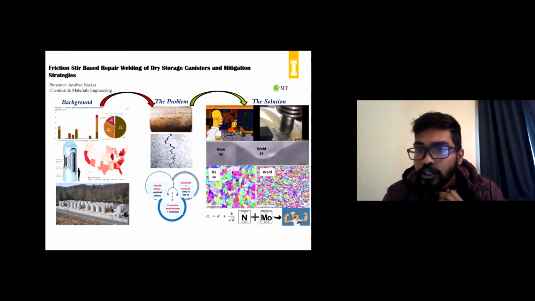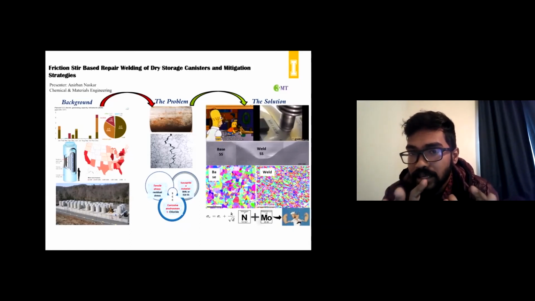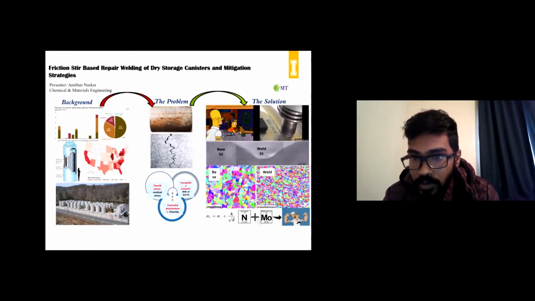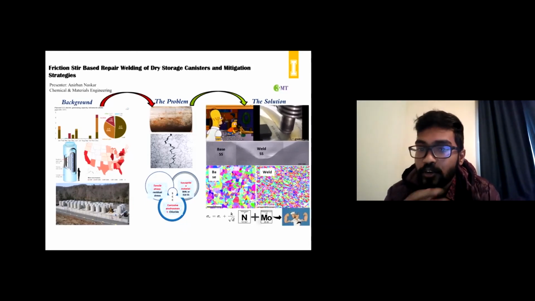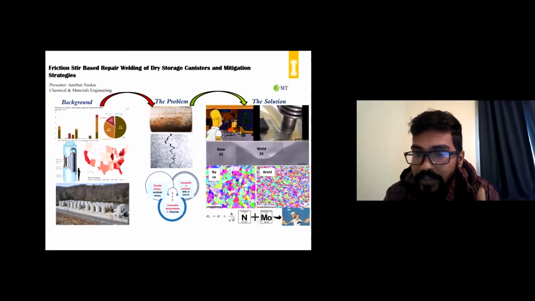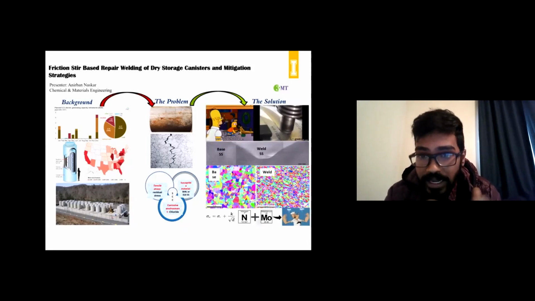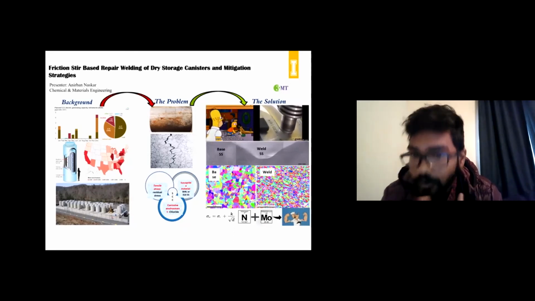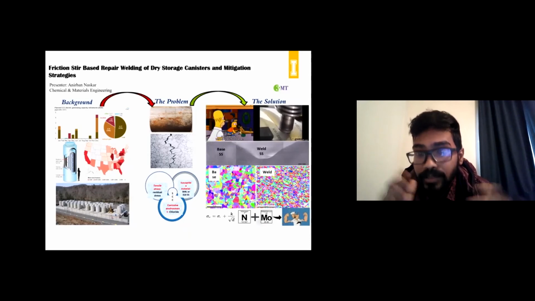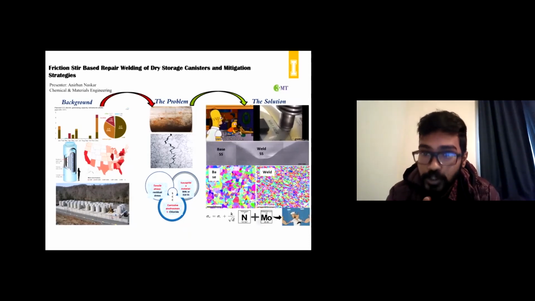The tool basically has three different forces. It plunges down, it moves forward, as well as rotates. These three give you a friction force, and that friction heat energy will do the melting. It's not basically melting; melting is not the technical term. It will do a plastic deformation. But yes, these are the three forces that are used to join a crack or repair.